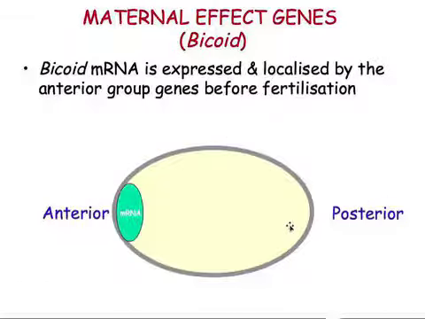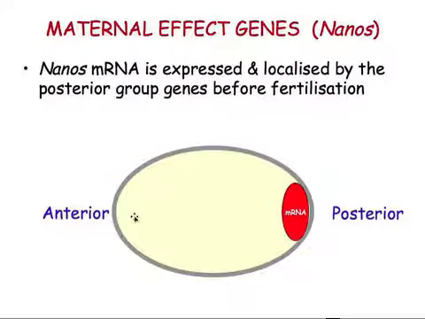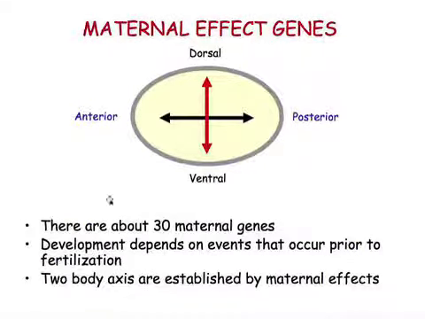So this is a little animation just to show where the messenger RNA for bicoid is located in the anterior section, and then in the posterior section, like I said earlier, you get the location of the messenger RNA for nanos. So across this axis here, you've got factors that are unevenly distributed.